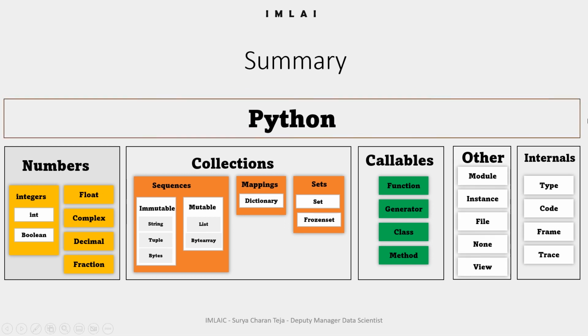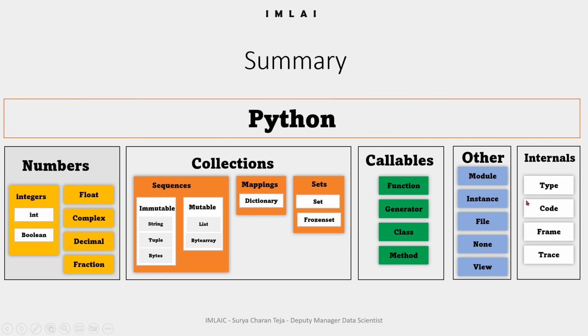In the other category, we can see module. In later sessions, we will deep dive into that. Then instance and file object. The file object we have seen already, and the none object we have discussed just now, and the view object we will discuss later. And finally we have internals. We have discussed by and large the type object, code, frame, and tracebacks.